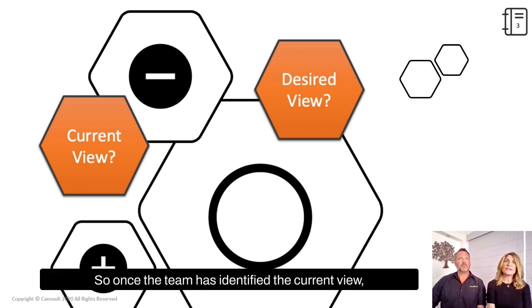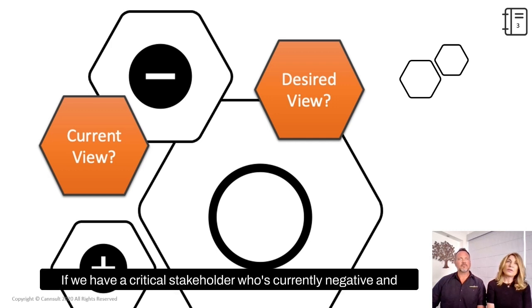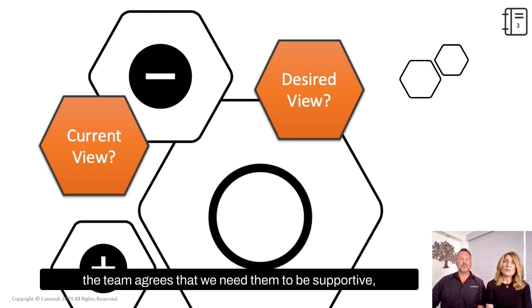So once the team has identified the current view, the next step is to identify the desired view. Now, every stakeholder doesn't have to be a cheerleader for the project. We don't need 100% of our stakeholders to be supporters. Sometimes neutral is fine. If we have a critical stakeholder who's currently negative, and the team agrees that we need them to be supportive, then the team has some work to do. And similarly, if we have a stakeholder exactly where we need them to be, then the team has to determine how to keep them there and not lose support.